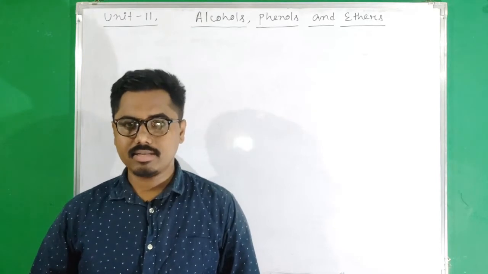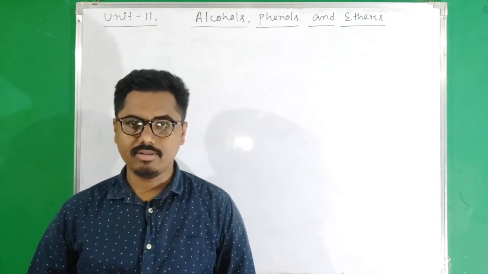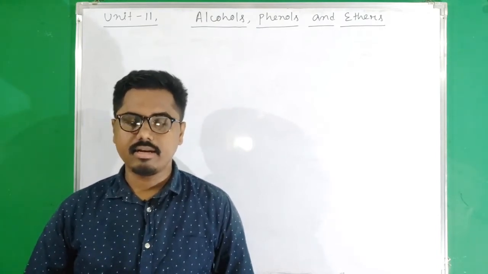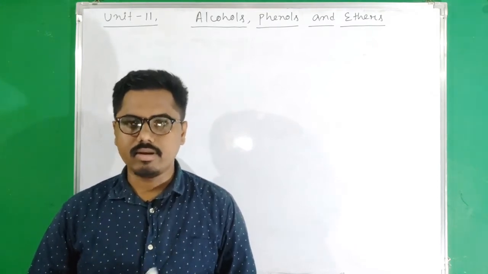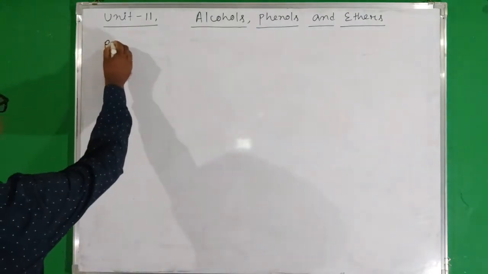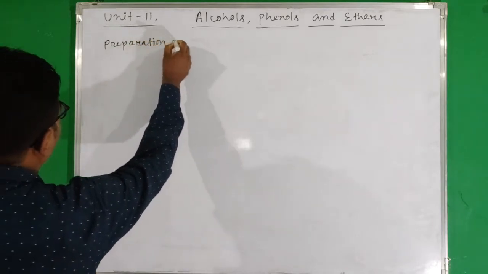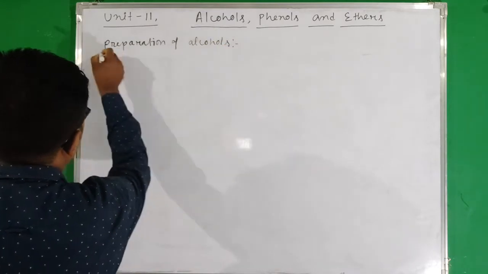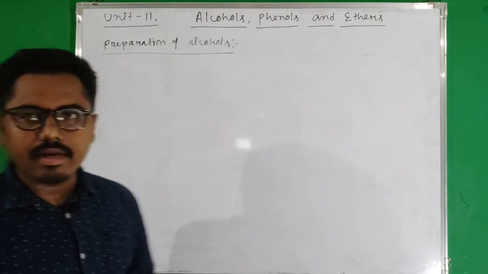So yesterday we discussed the nomenclature of alcohols and phenols, and in today's class we will discuss general methods for preparation of alcohols and phenols. So our heading is preparation of alcohols. At first we will discuss methods of preparation of alcohols.